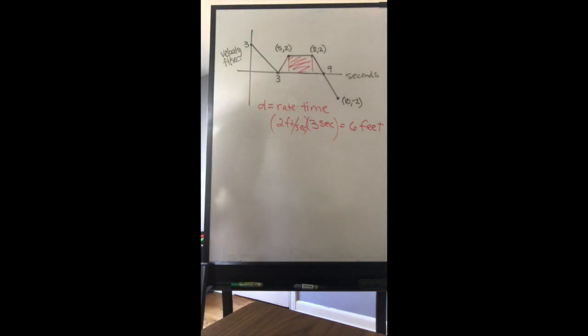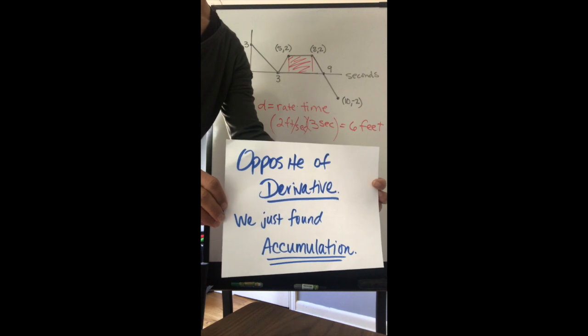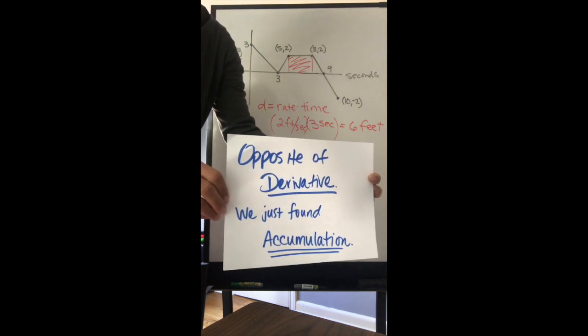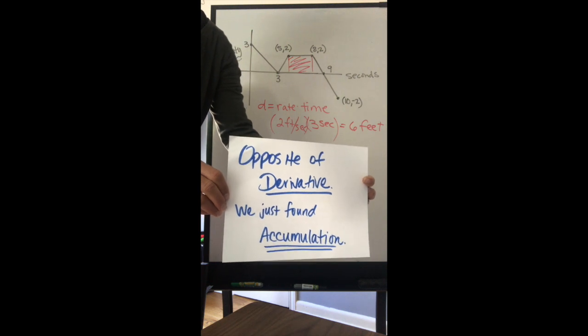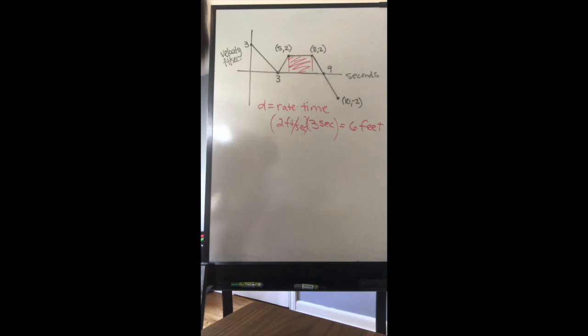This, my friends, is the opposite of a derivative. We call it accumulation. How much distance did Romy accumulate over that time? How far did she go? Given a rate of change, how much did you accumulate? Area under the curve is the opposite of derivatives. So let's talk about where Romy is in total. If I want to find where she went in total, I can find all of these areas.